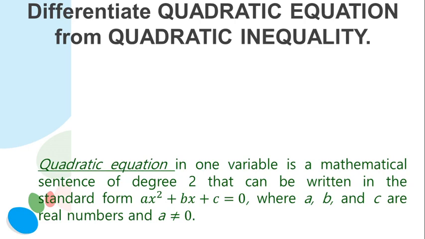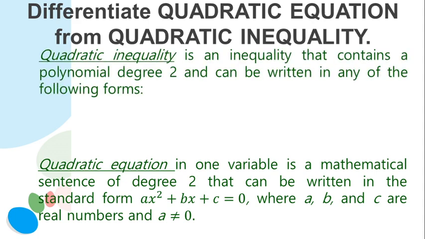Yes, when we say quadratic equation in one variable, it is a mathematical sentence of degree 2 that can be written in the standard form ax squared plus bx plus c is equal to 0, where a, b, and c are real numbers and a is not equal to 0.